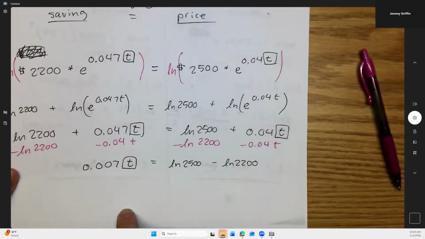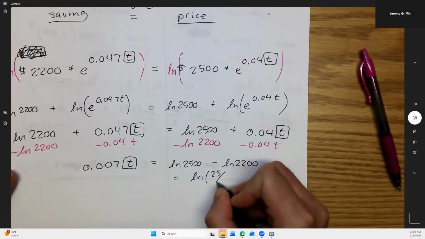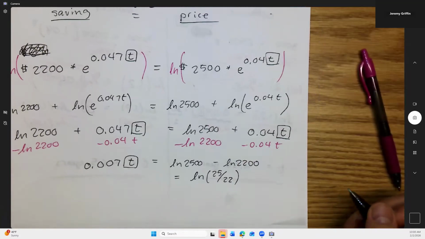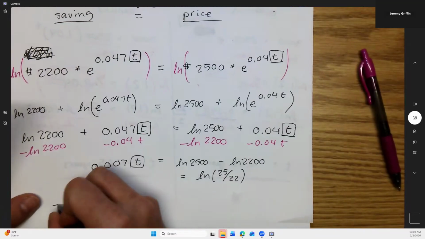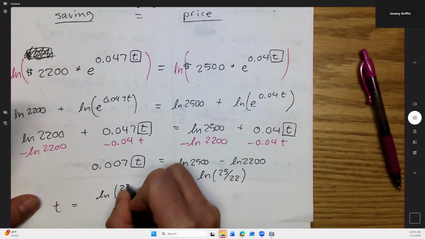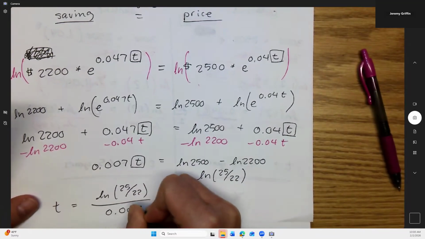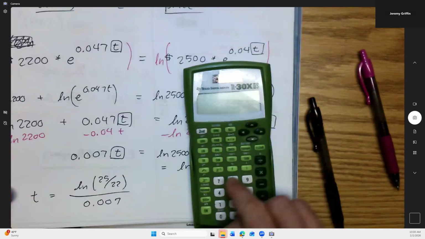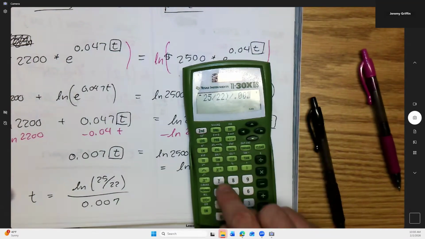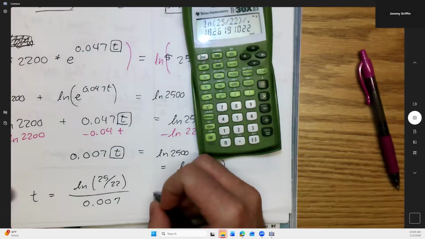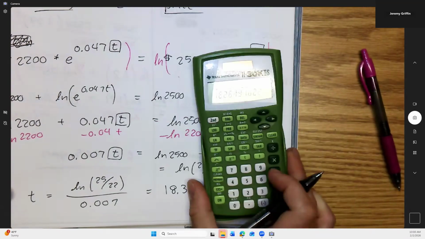Well, that's the natural log of 25 over 22. Yeah, you could also do that. Yeah, natural log of 25 over 22. Yeah, you can totally do that. Same thing. Okay, and the last step is divide down the 0.007. So time is equal to natural log of 25 over 22 over 0.007. All right, let's see what that is. Natural log over 0.007. All right, I'm looking at 18.3 years. Yeah, all right, it takes 18 years.